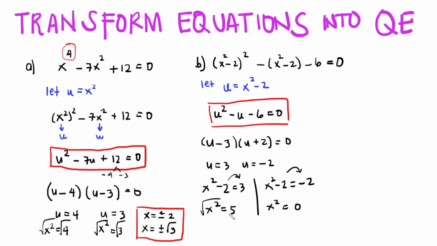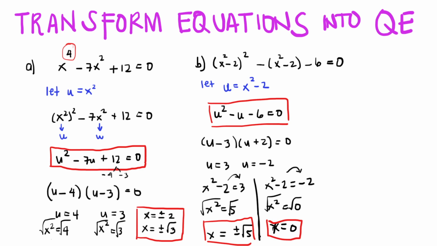But revert back the value for u, that is x squared minus 2 equals 3, and x squared minus 2 equals negative 2. So transposing, x squared equals 5, then transposing, x squared equals 0. Okay, so take the square root of both sides. So you have x equals plus minus square root of 5 and x equals 0. Okay, so the value of our roots is plus minus square root of 5 and 0. Let's box the answers. Okay, so that's it.